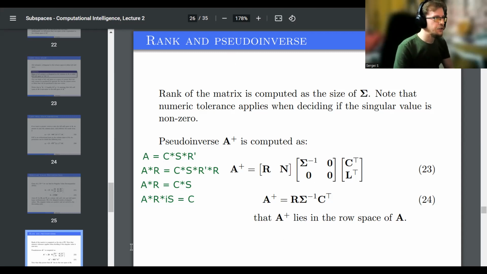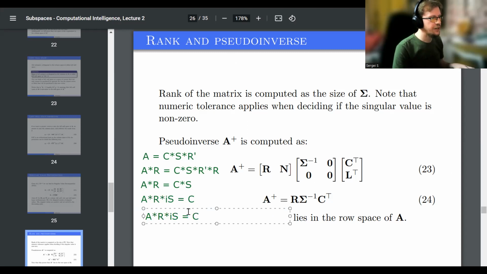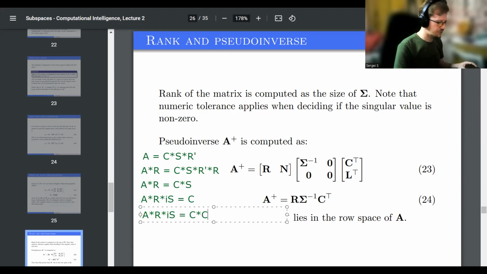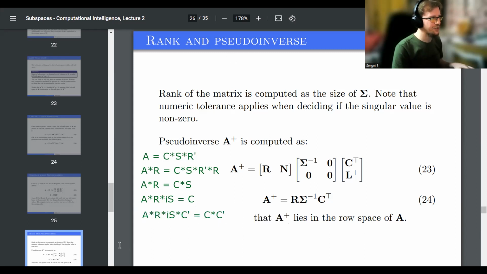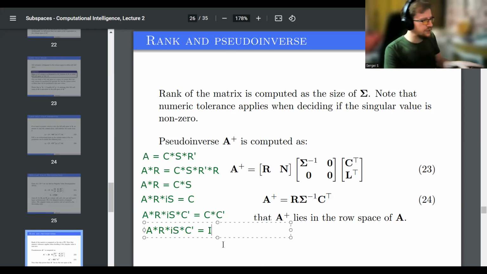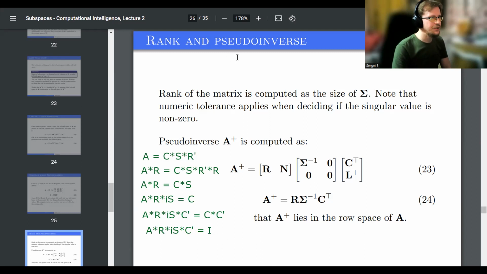Okay. Now, next, what you can do is multiply everything by C transpose. And you will guess what happens next. C transpose times C is identity, so we have identity. And notice what we got here, this matrix, is a right annihilator. Well, annihilator sounds fancy. Right inverse of A. So this guy that we got makes A into identity on the right. This is how we got to this expression.